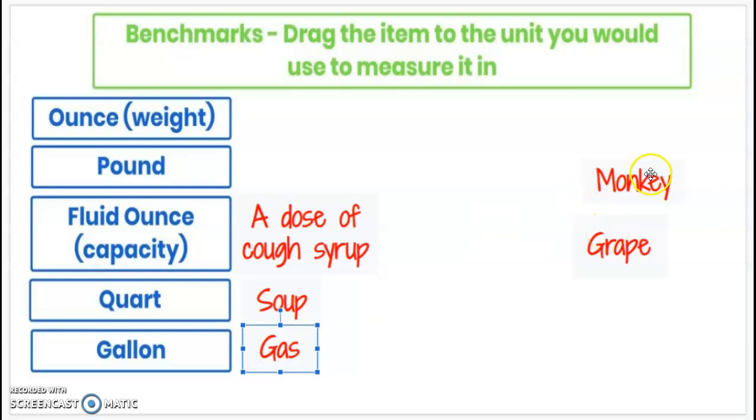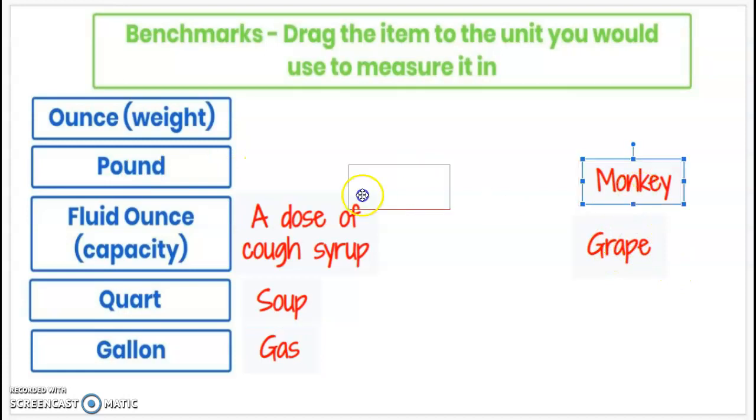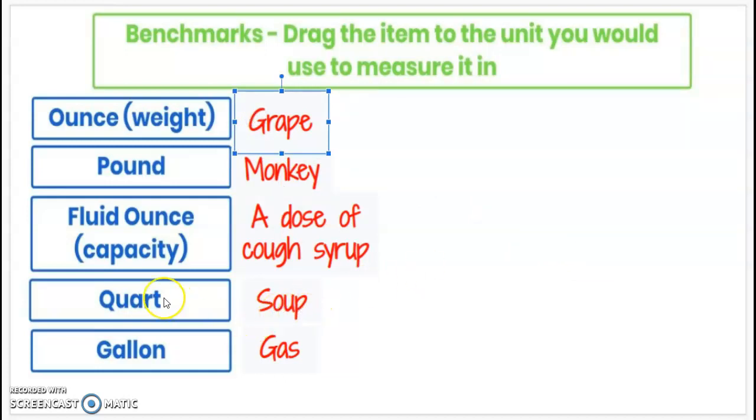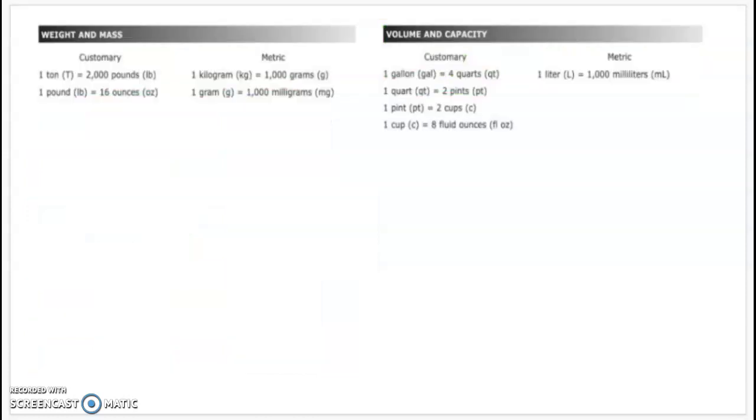And then a monkey. Would you weigh it in pounds or ounces? Which is bigger? A pound is bigger. And which is bigger, a monkey or a grape? Monkey is definitely bigger. We'd weigh that in pounds, and a grape in ounces for weight. This is just to get your mind around it, not saying soup is always a quart. This is about the easiest way to measure it. So that part is done for you, and you should get that all correct on your slides when you start them.